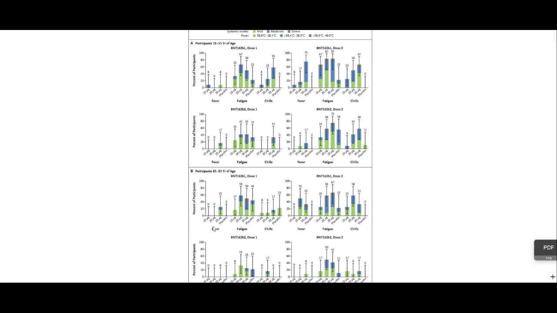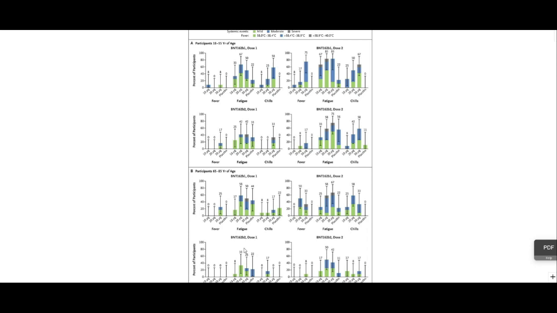Down here, the top are participants of 18 to 55 years of age. The bottom ones are participants of 65 to 85 years of age. And so the older participants, once again, the B1 version seem to have more side effects than the B2, which is likely why the B2 was chosen over the B1.